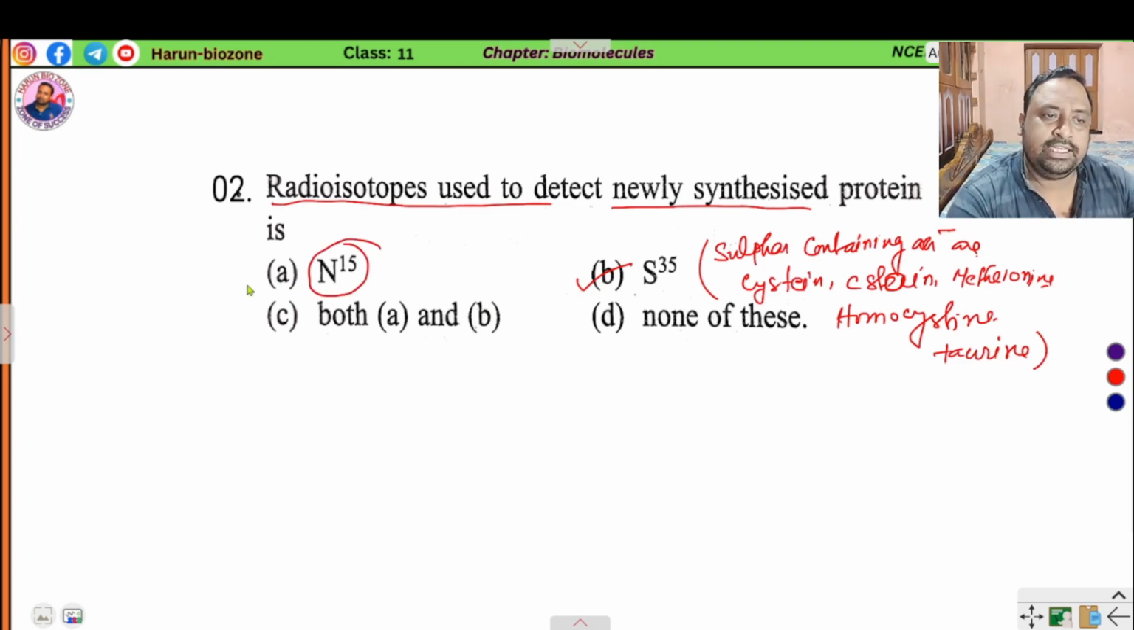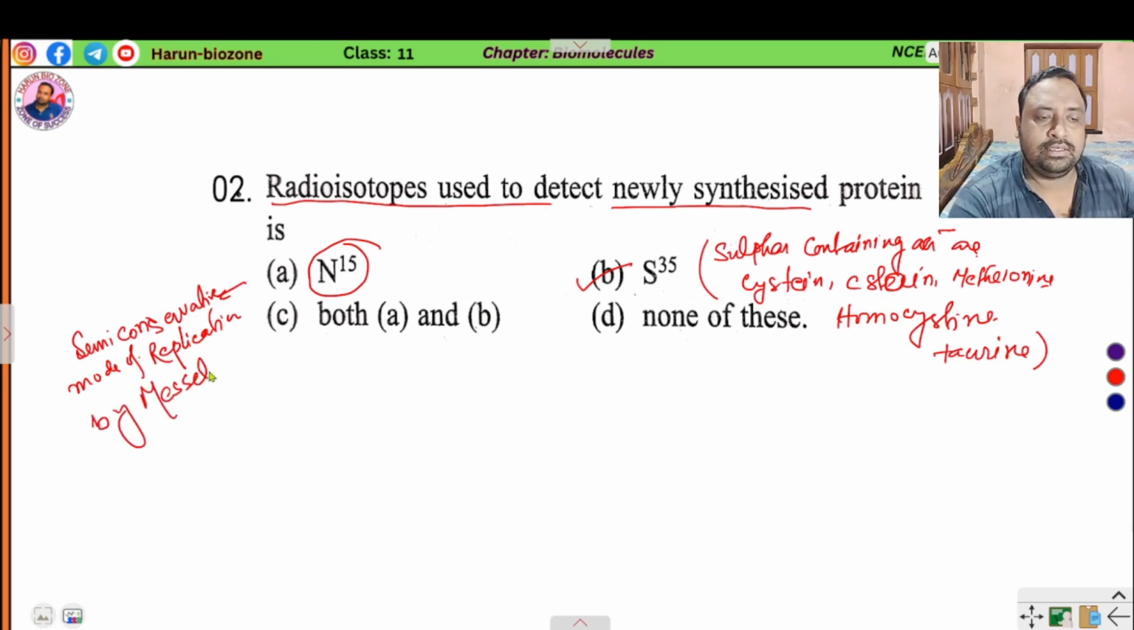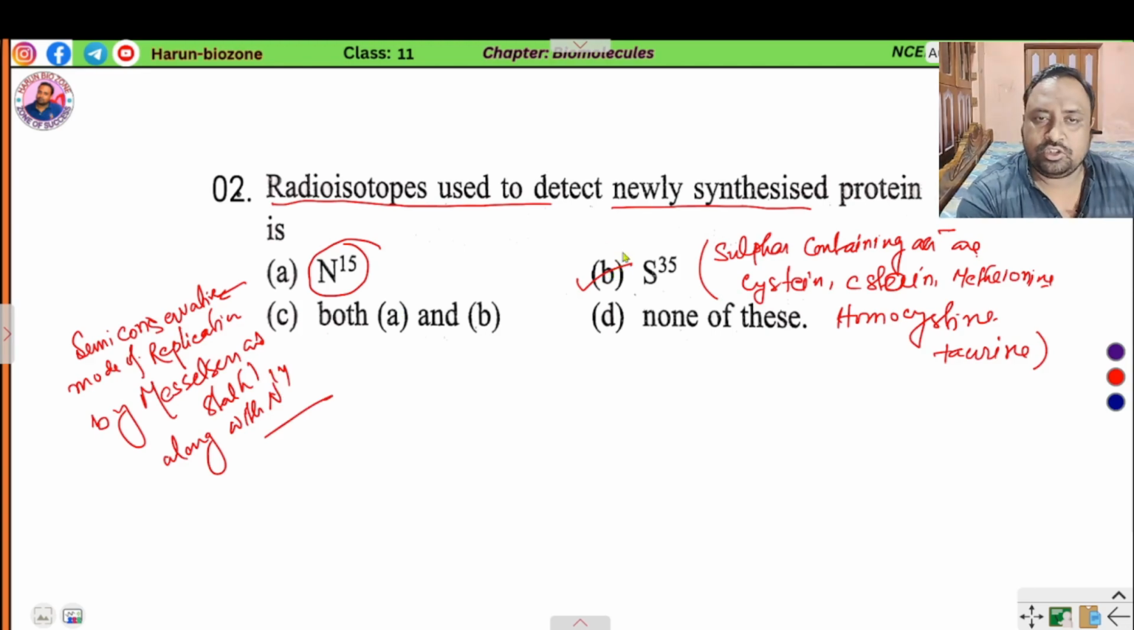N15 is used to detect the semiconservative mode of replication by Meselson and Stahl, along with N14, the light isotope. So S35 is the radioisotope used to detect newly synthesized protein, and N15 is used to detect the semiconservative mode of replication by Meselson and Stahl, along with N14 or light radioisotope.